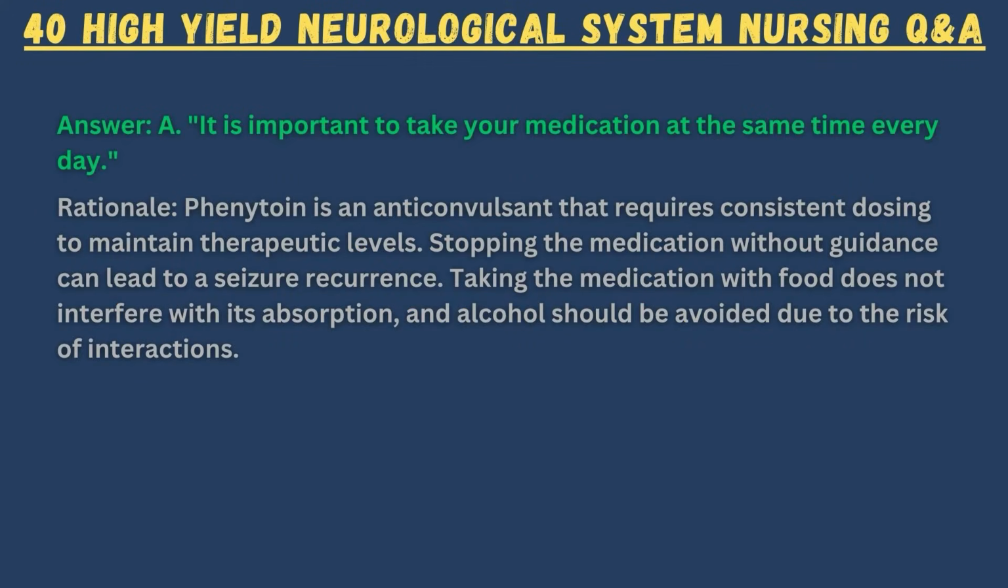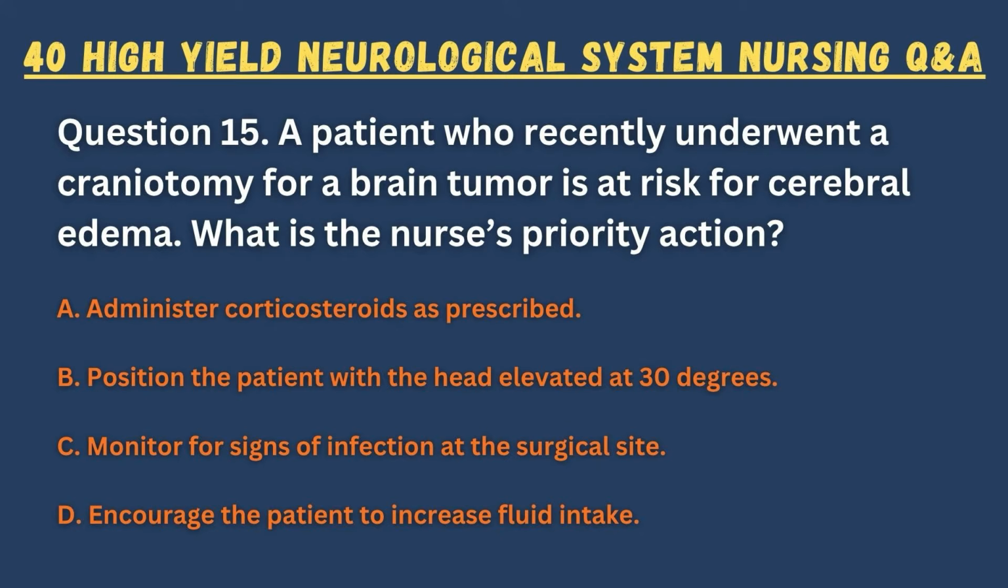Answer. A. It is important to take your medication at the same time every day. Rationale. Phenytoin is an anticonvulsant that requires consistent dosing to maintain therapeutic levels. Stopping the medication without guidance can lead to a seizure recurrence. Taking the medication with food does not interfere with its absorption, and alcohol should be avoided due to the risk of interactions.